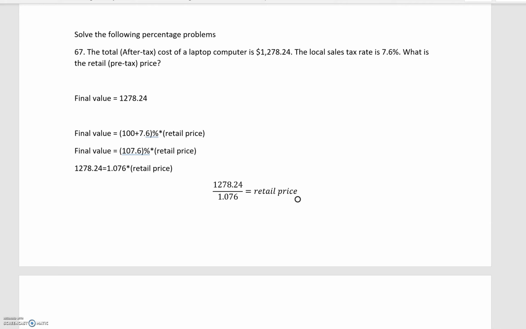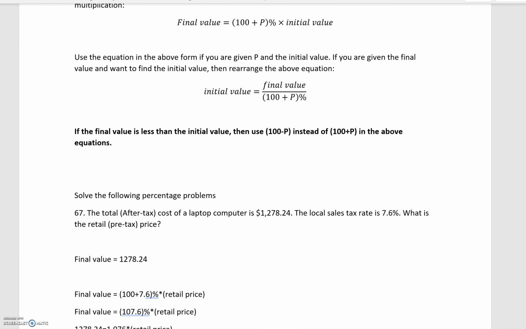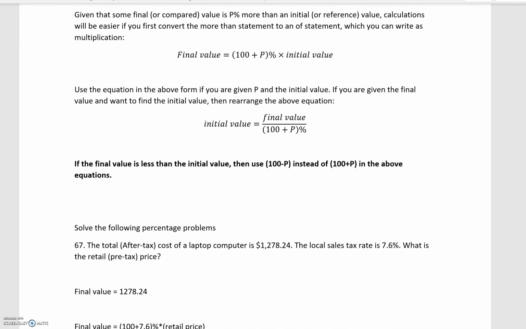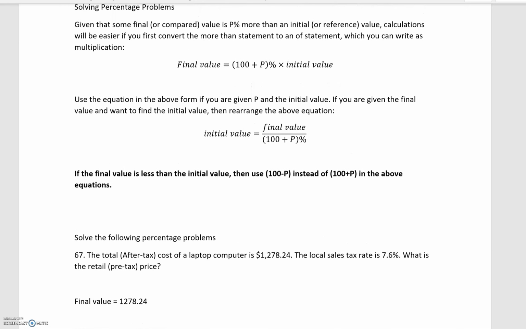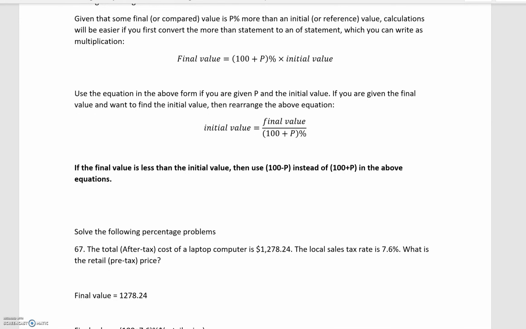So I'm sure all of us have bought things before. We know that sales tax tends to add more to the sticker price, right? So it makes sense to make use of the 100 plus P formulas here instead of 100 minus P, because it's not like you ever apply tax and you pay less for an item, right? Specifically tax here.